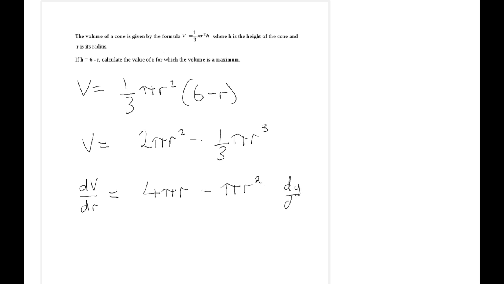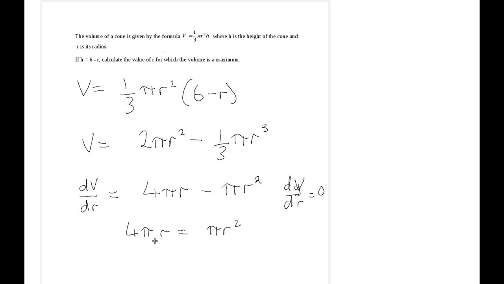Okay, so when dV over dr equals 0, therefore 4 pi r must equal pi r squared. So for all this to give us an answer of equal to 0, so when a gradient is 0 for that turning point, then that must equal that, as it would then equal 0.